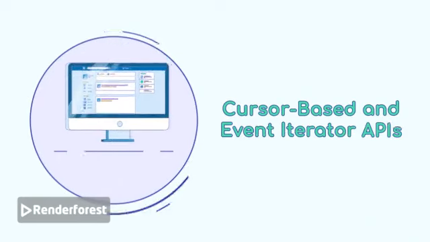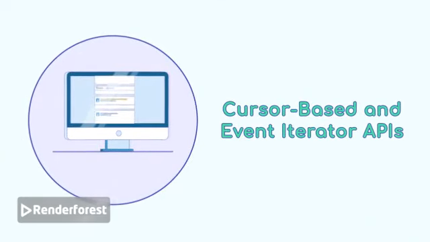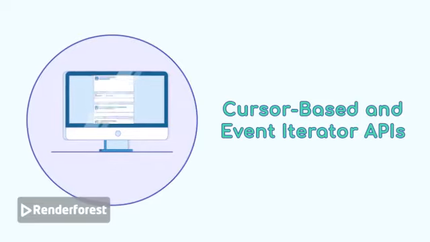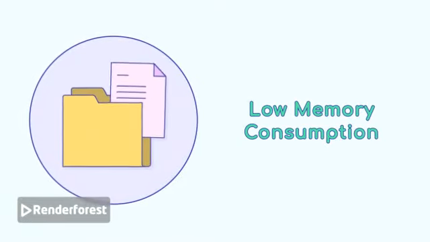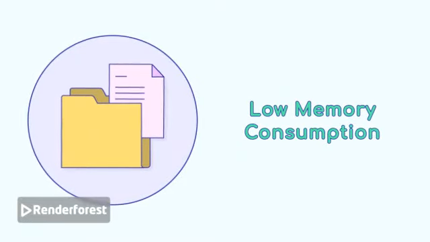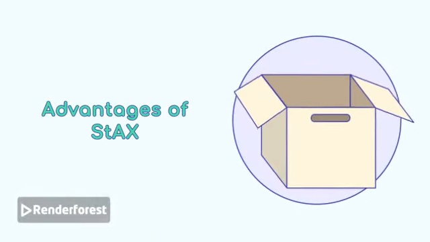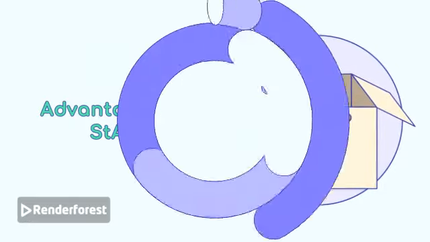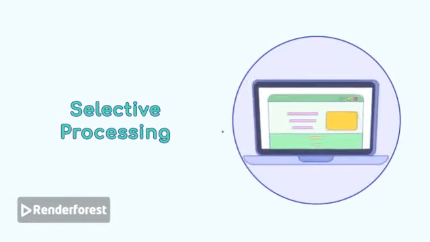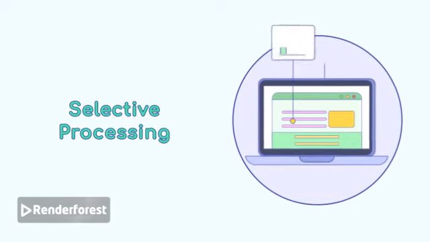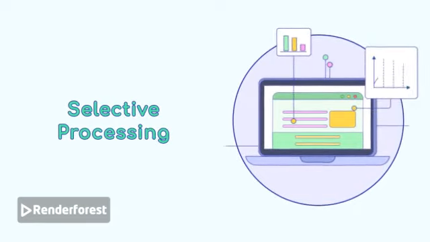It has cursor-based and event iterator APIs for fine-grained control of XML events. StAX supports both reading and writing XML efficiently. It boasts low memory consumption, ideal for processing large XML files. StAX is faster and more memory efficient than DOM and SAX. It allows selective processing, extracting only required parts of an XML document.